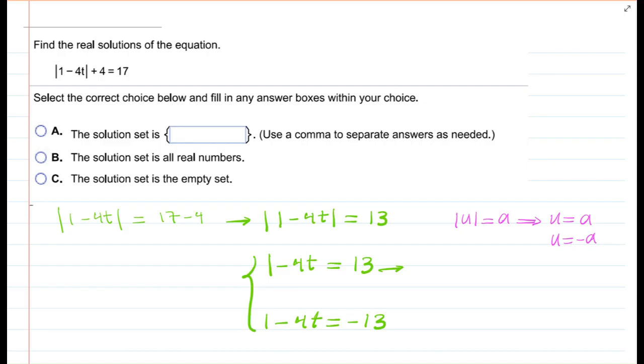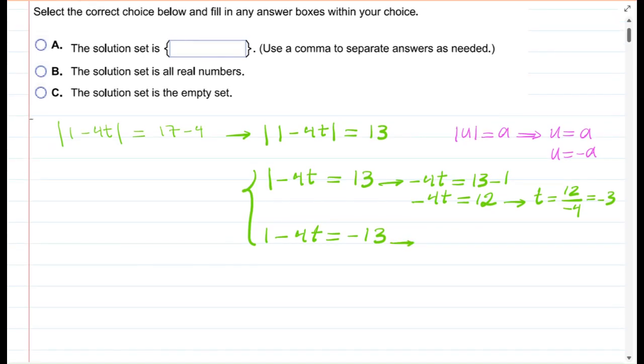In the first equation, we subtract 1 from both sides. We have negative 4t equals 13 minus 1. So negative 4 times t equals 12. And now if we divide both sides by the coefficient of t, which is negative 4, t equals 12 divided by negative 4, which is negative 3. So this is one answer for this equation.